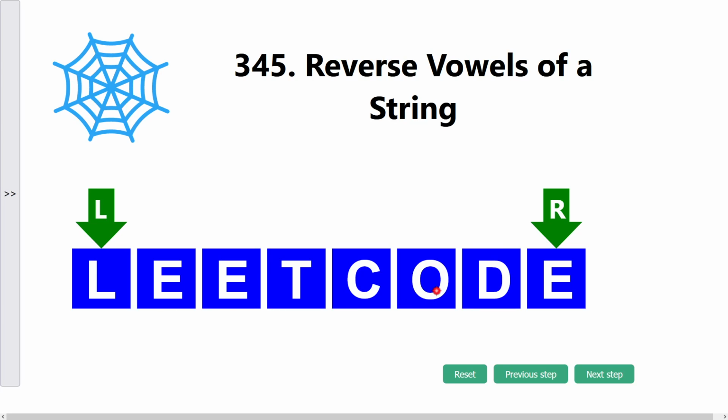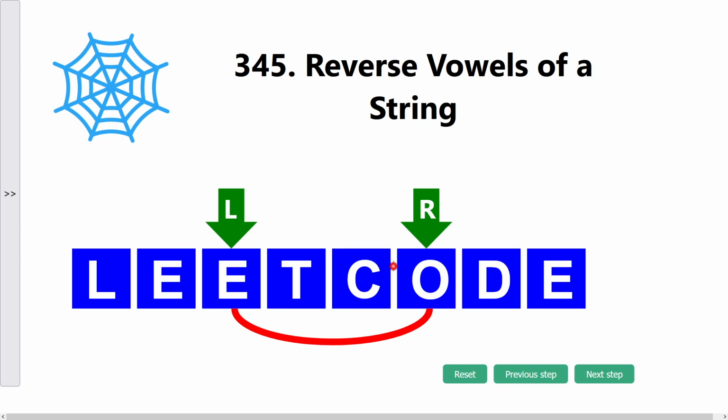Now let's demonstrate. At the very beginning, the left pointer is already at a vowel, but our right pointer is not, so we'll move our right pointer until it meets a vowel. Now both of them are at a vowel. We'll switch their values. Because both of them are I's, nothing happens. Now let's continue moving them forward until they meet a vowel.